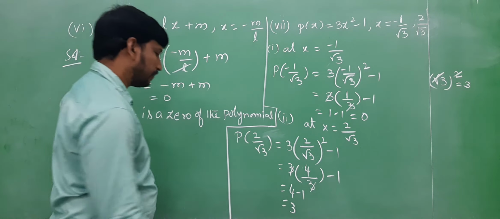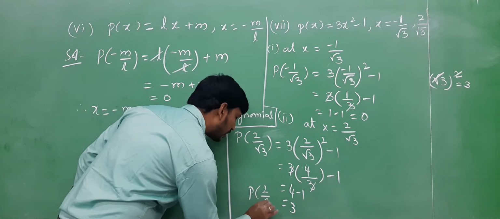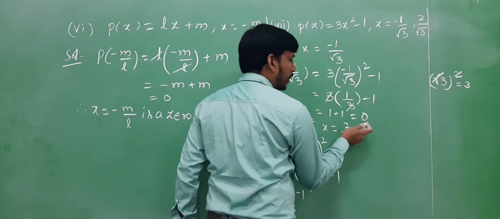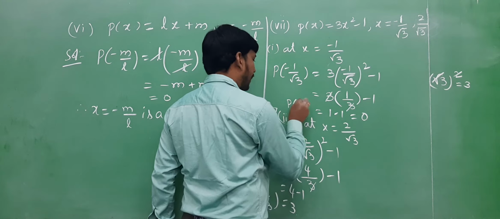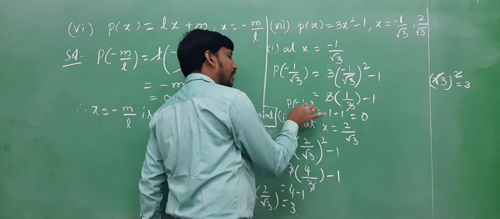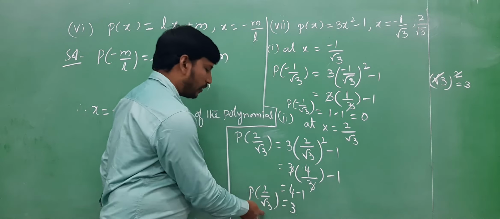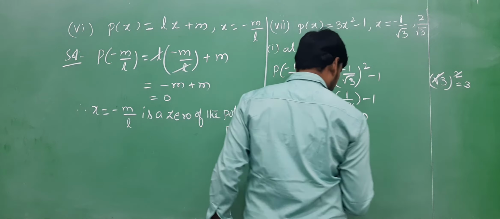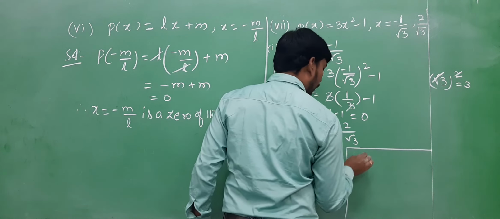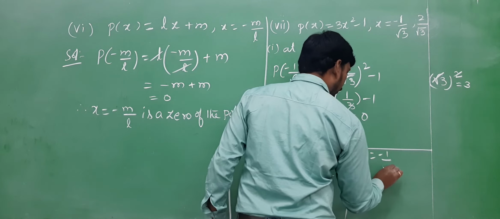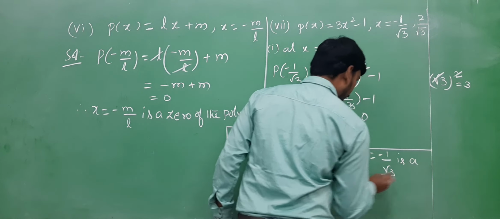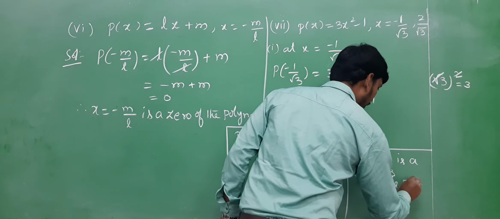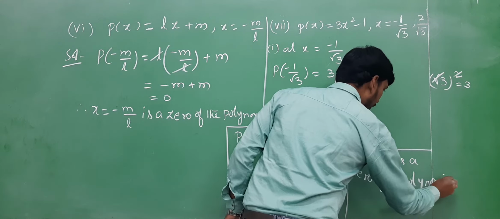So therefore here p of 2 by root 3 is equal to 3, and p of minus 1 by root 3 we got 0. At p of minus 1 by root 3 we got 0. At p of 2 by root 3 we got 3. Now tell me, which is the 0 of the polynomial? Yes. So therefore x is equal to minus 1 by root 3 is a 0 of the polynomial. Clear, children?